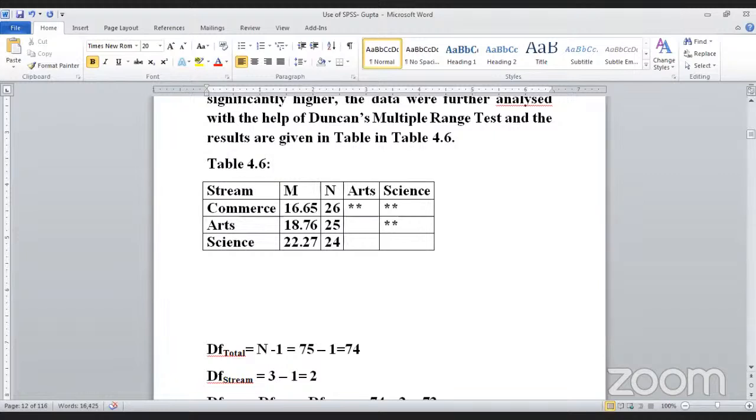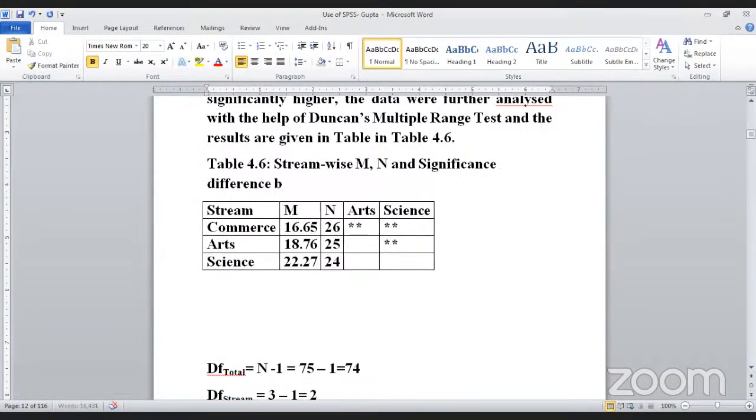Now here I have to write: stream wise mean M and significance of difference between mean scores of anxiety of teachers.